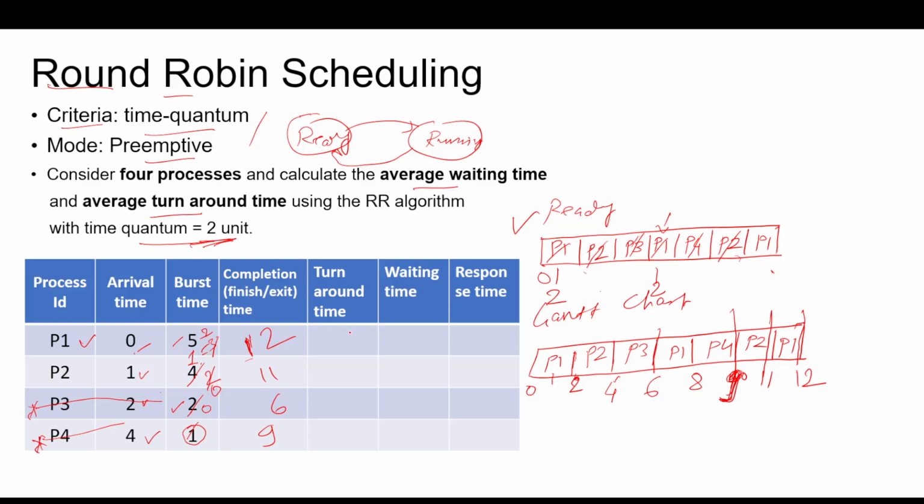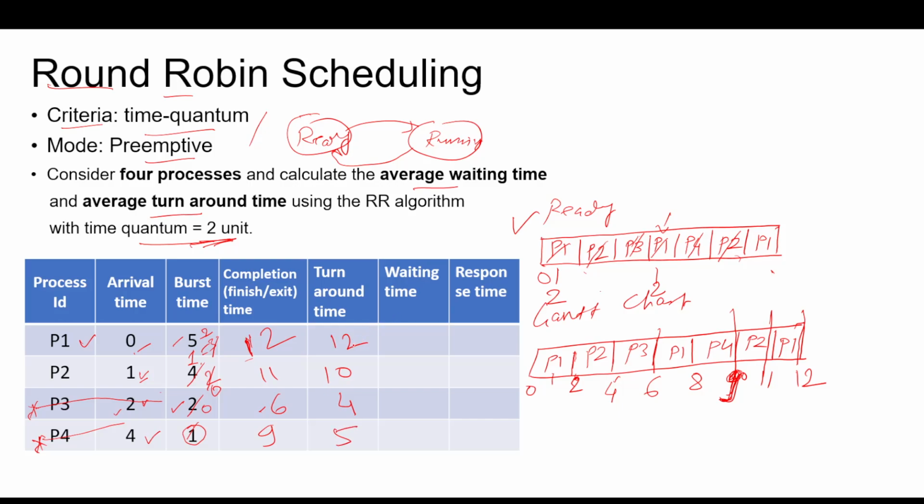Now turnaround time: turnaround time is equal to completion time minus arrival time. So completion time is 12 minus 0, that is 12. Completion time is 11 for the P2 process and arrival time is 1, so 11 minus 1, that is 10. For P3, completion time is 6 and arrival time is 2, so 6 minus 2, that is 4, right? And for the last process, completion time is 9 minus arrival time 4, that is 5.